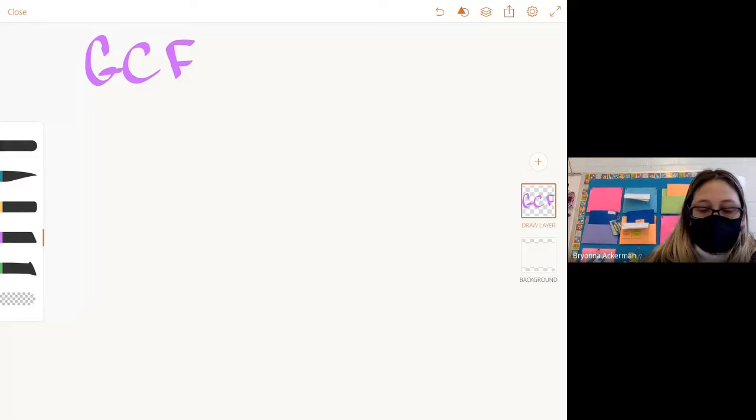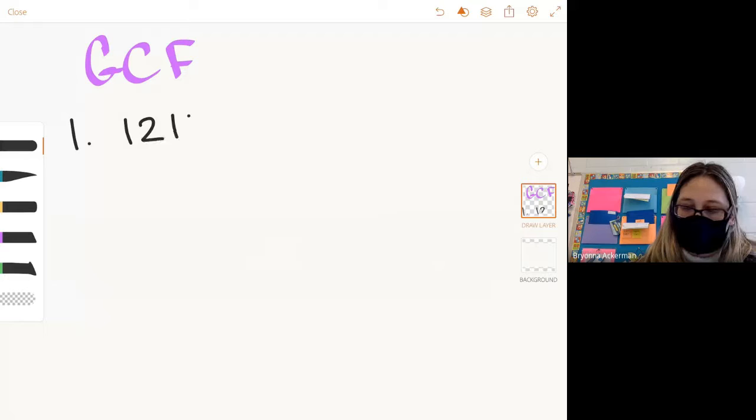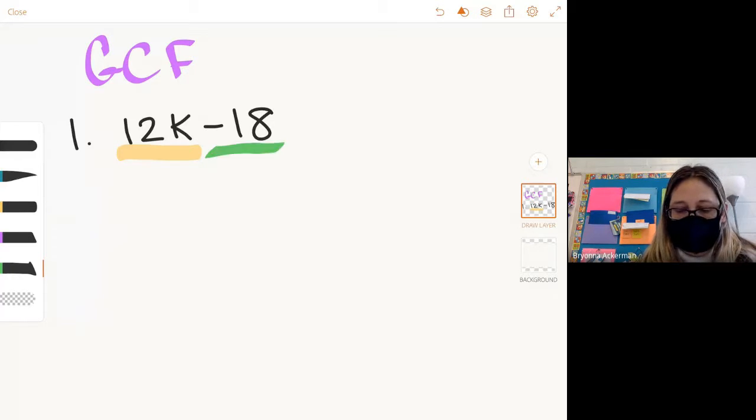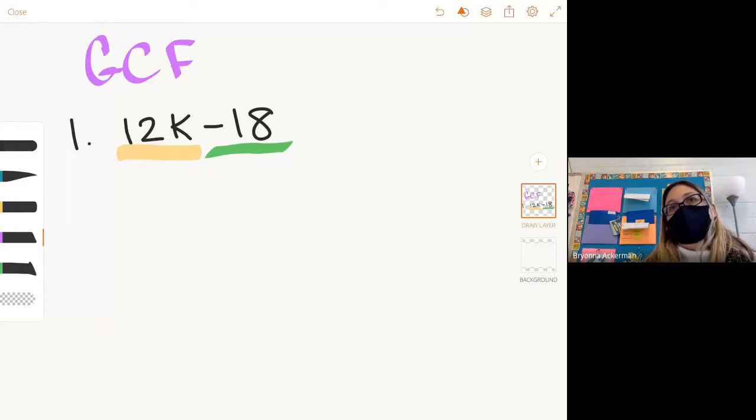So, for example, number 1 says 12K minus 18. If I talk about terms, we have 2 terms here. We have 12K, that's one term, and then negative 18, that's a second term. It's the things in between the addition or subtraction that are terms, okay? I want to find something they have in common, and I want to find the biggest thing they have in common.